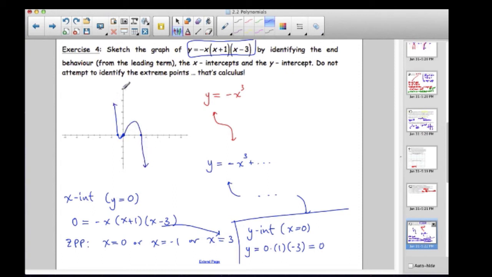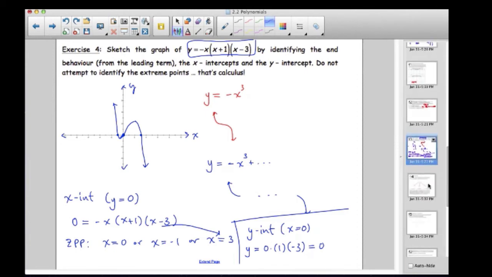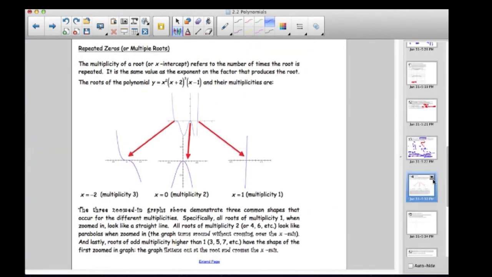And for now, that's as good as we can do without calculus to know where these maximum and minimum interior points are. All right, let's extend this a little bit. Let's look at what happens when we have repeated zeros or multiple roots. In this picture here, we see the graph of the polynomial y equals x squared times (x plus 2) cubed times (x minus 1).